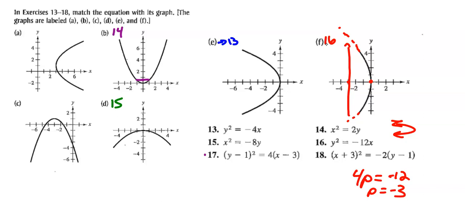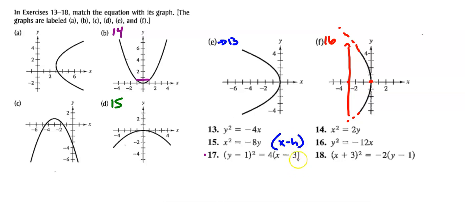Now, 17 and 18 get a little bit more exciting just because the vertex is not at the origin. So let's make sure that we cover those. This tells me, if I've got x minus h, what must I have put in for h to get x minus 3? h must be positive 3. Same thing right here. The k must be positive 1 because you're going to put it in for y minus k in that equation. So that tells me my (h, k) is (3, 1). That's where the vertex is.